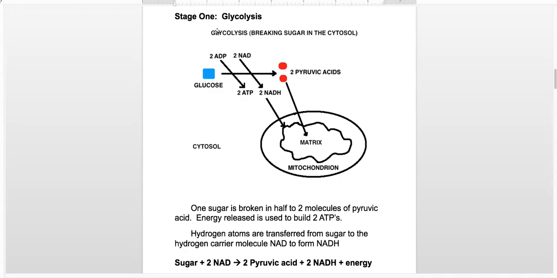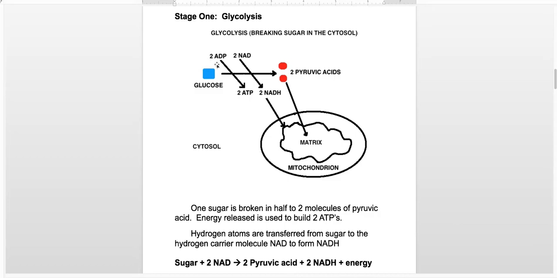And the word glycolysis, glyco, is Latin for sugar. Glyco is the old Latin word for sugar. Lysis, we already talked about the word lysis when we talked about osmosis. That means to break in Latin. So glycolysis means breaking sugar. So what we're going to do here in this first stage is we're going to break sugar. We're essentially going to break a sugar molecule in half.